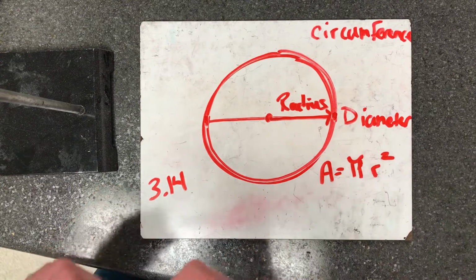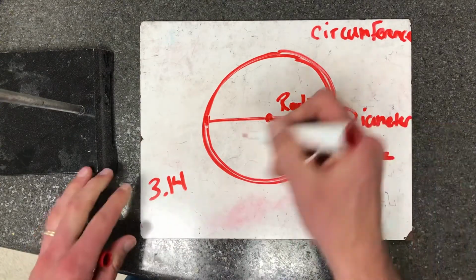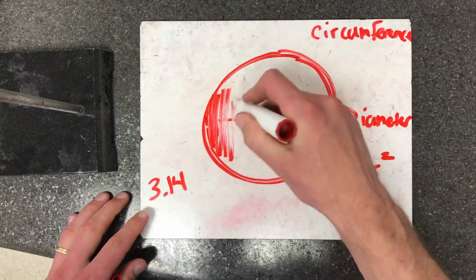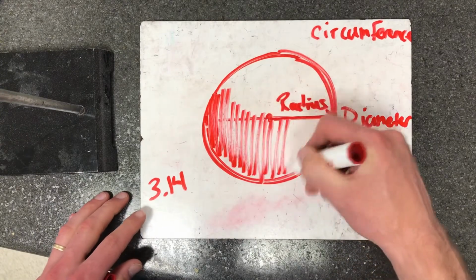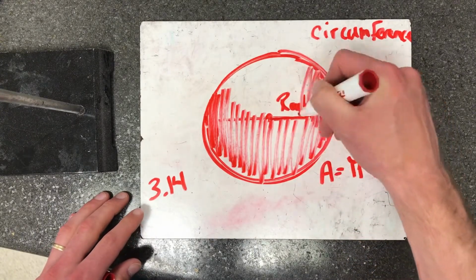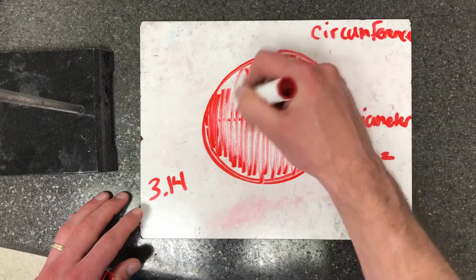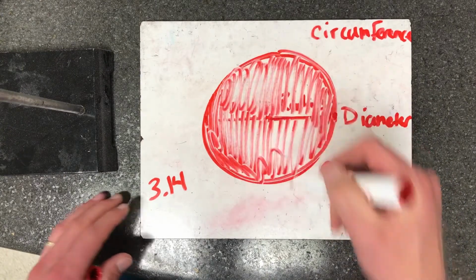So if we do pi times radius squared, we'll find the area, and that is, if we were to shade this whole circle in, that would be the area of this circle. It's the inside space that's taken up inside of that circle.